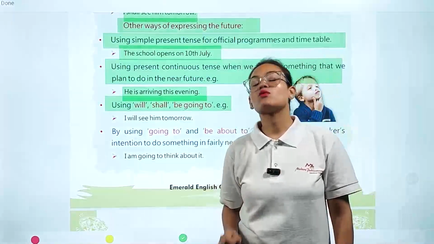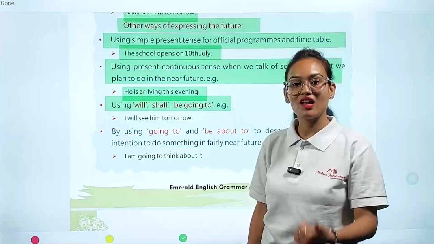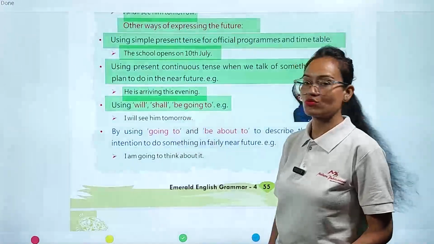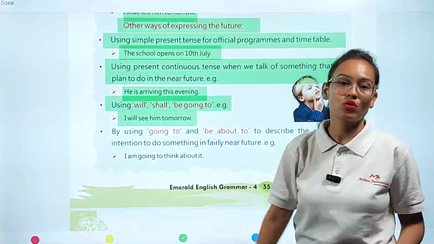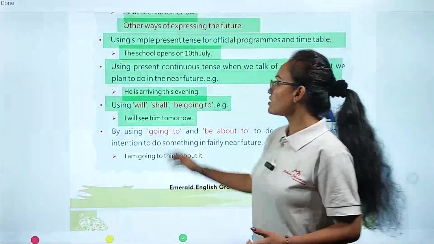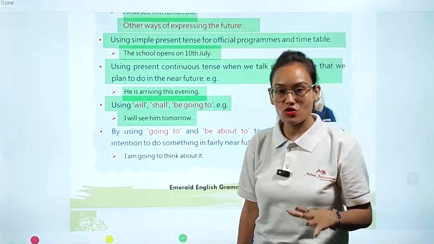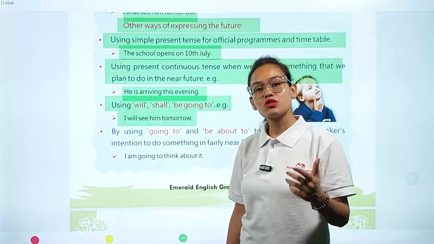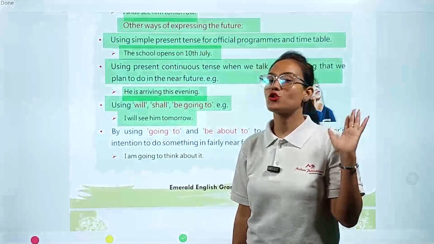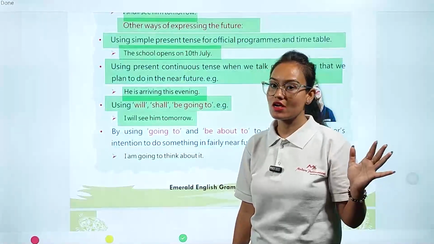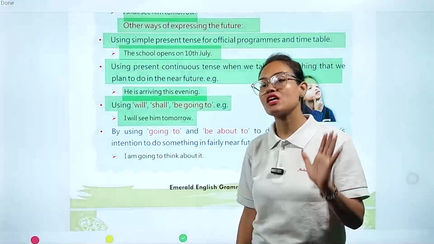If you are talking about simple future tense, then we use these three words: will, shall, and be going to. For example, I will see him tomorrow. My dear student, we use will whenever we are sure about something, that yes, I'm going to do this. And we use shall whenever you have doubt.